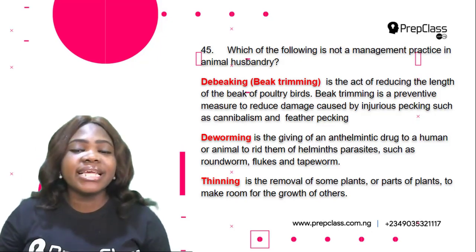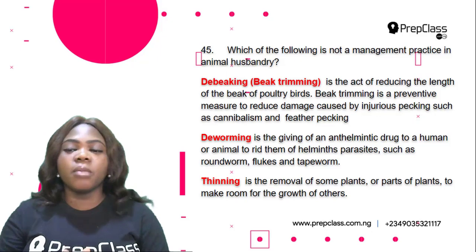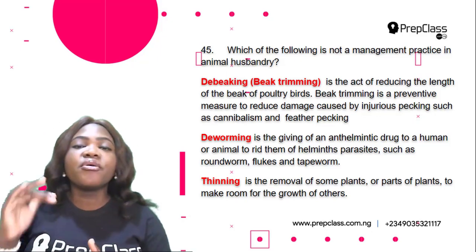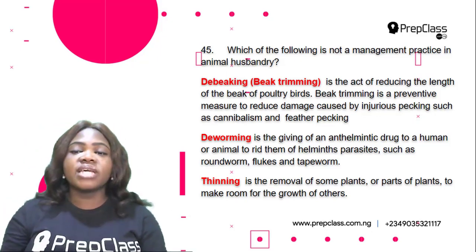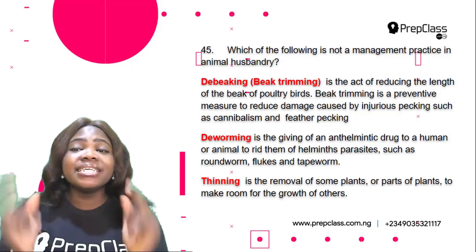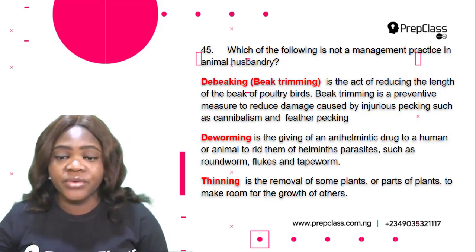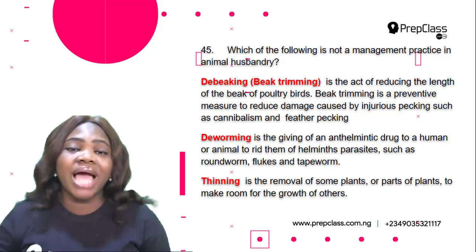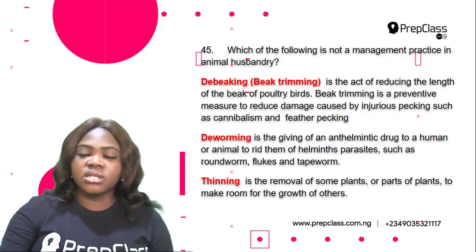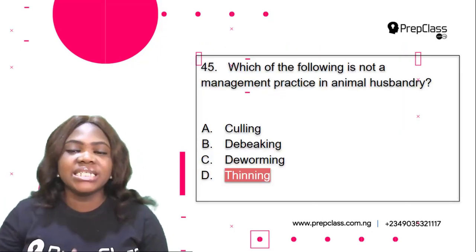Then the last one is thinning. Thinning is the removal of some plants or part of plants to make room for the growth of others. Okay, so this means that this is not a practice in animal husbandry. This has to do with plants, not animals. So the correct option is option D, thinning.